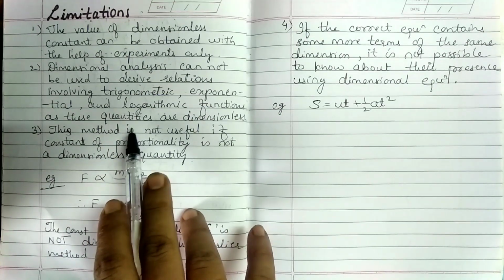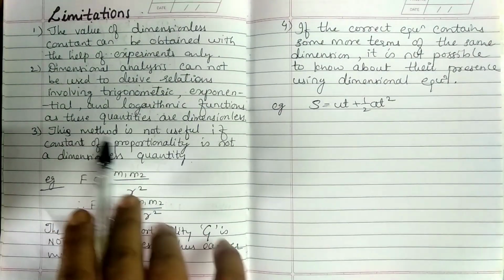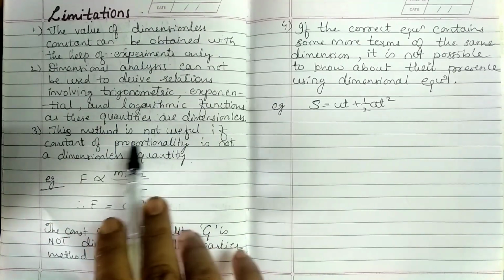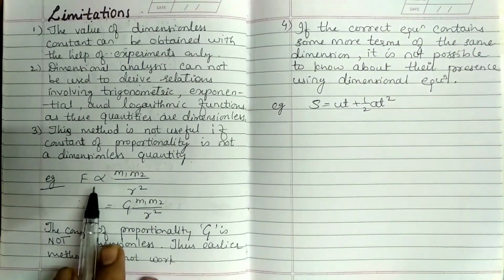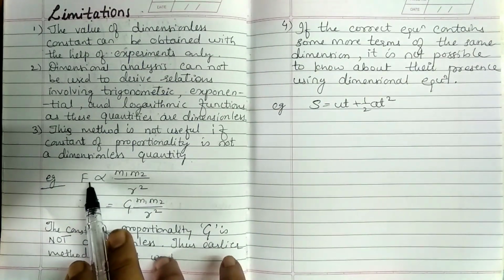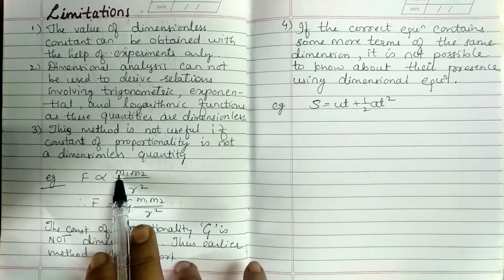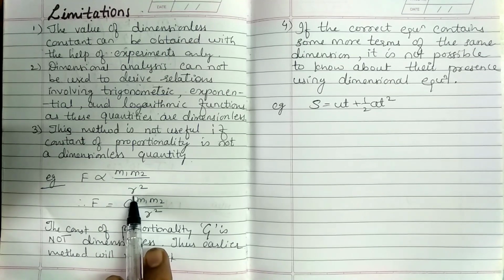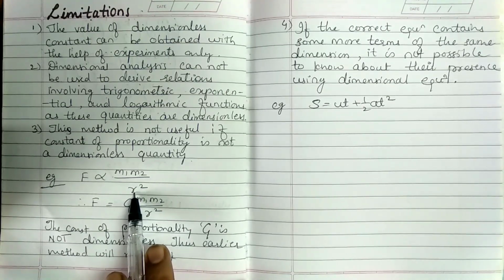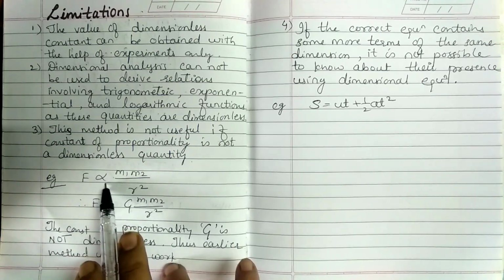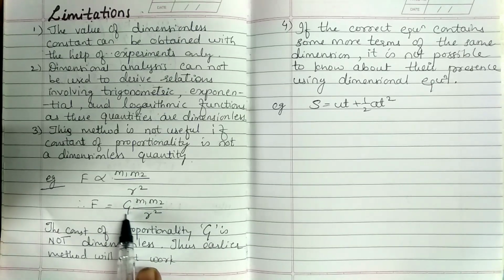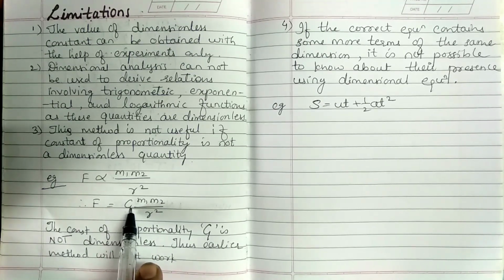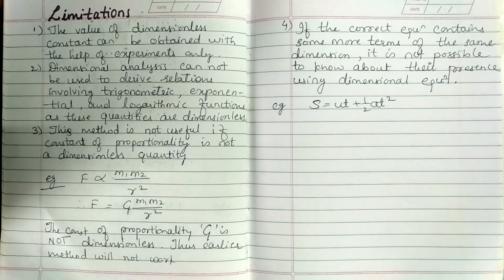The third one: this method is not useful if the constant of proportionality is not a dimensionless quantity. For example, in the universal law of gravitation, F is directly proportional to masses m1 and m2 divided by the square of the distance between them. When we remove the proportionality sign, we take the proportionality constant as G, known as the universal gravitational constant. Even though it is said to be a constant, it has some dimensions.